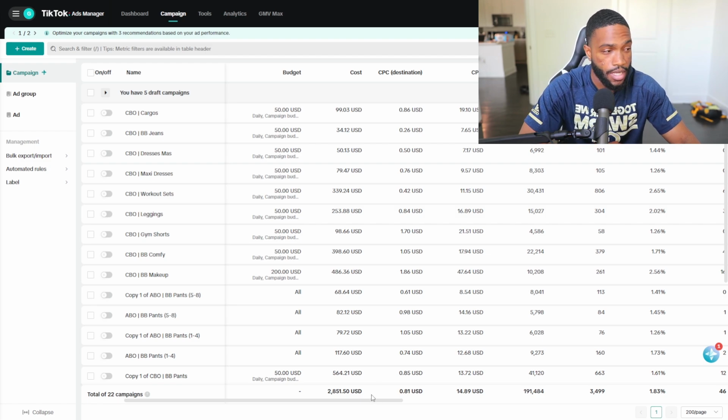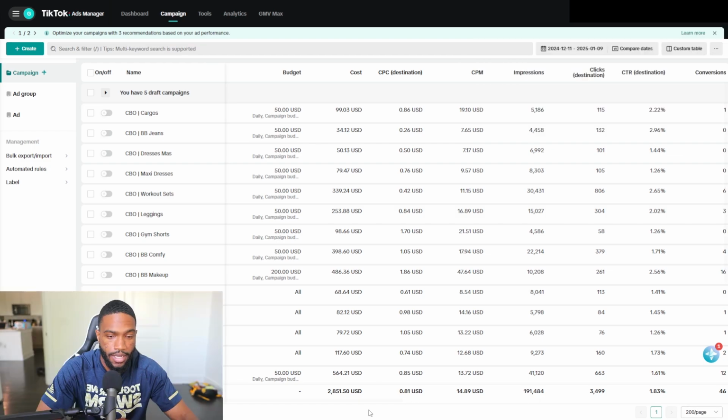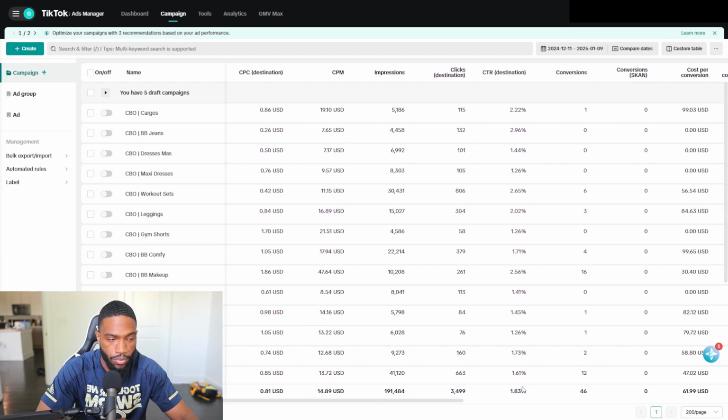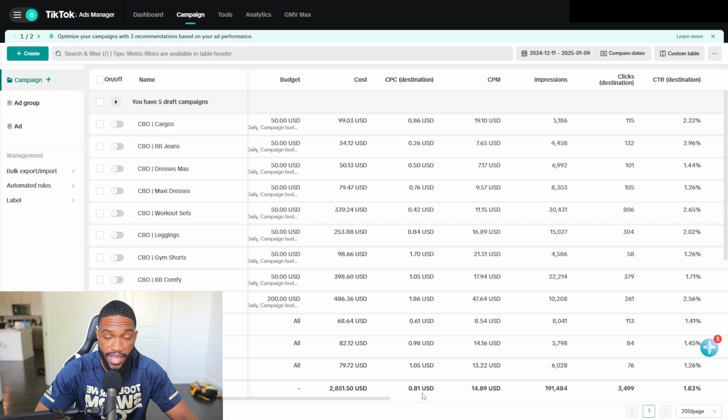On TikTok, this account spent $2,800, close to $2,900 basically. Now, with that, on average, I had a 1.83% click-through rate. So on average, I had an 81-cent cost per click. But you can see cost per click as high as $1.70, $1.86, and then as low as 26 cents. But you also want to take a look at the cost, how much I spent during that time.